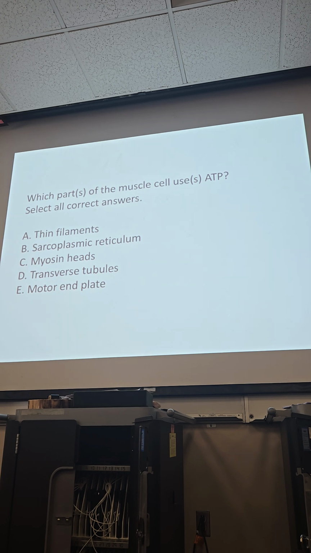Myosin heads for sure. Sarcoplasmic reticulum. I'm not really sure. Is there any ATP bound to the thin filaments? No. We only use ATP on the myosin heads during the cocking motion, okay? And then we use ATP in one other location. Where is that? The SR. What in the SR uses ATP?